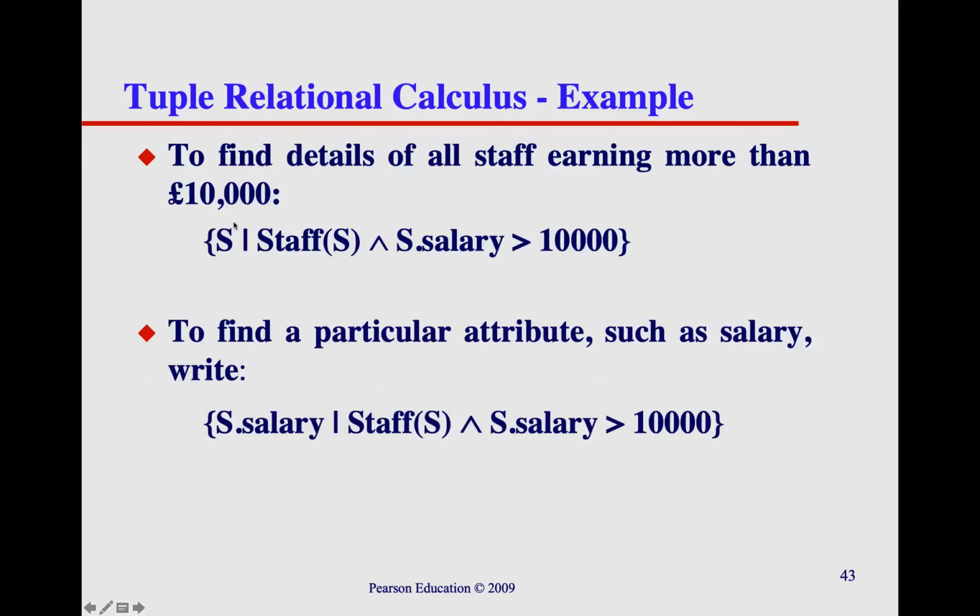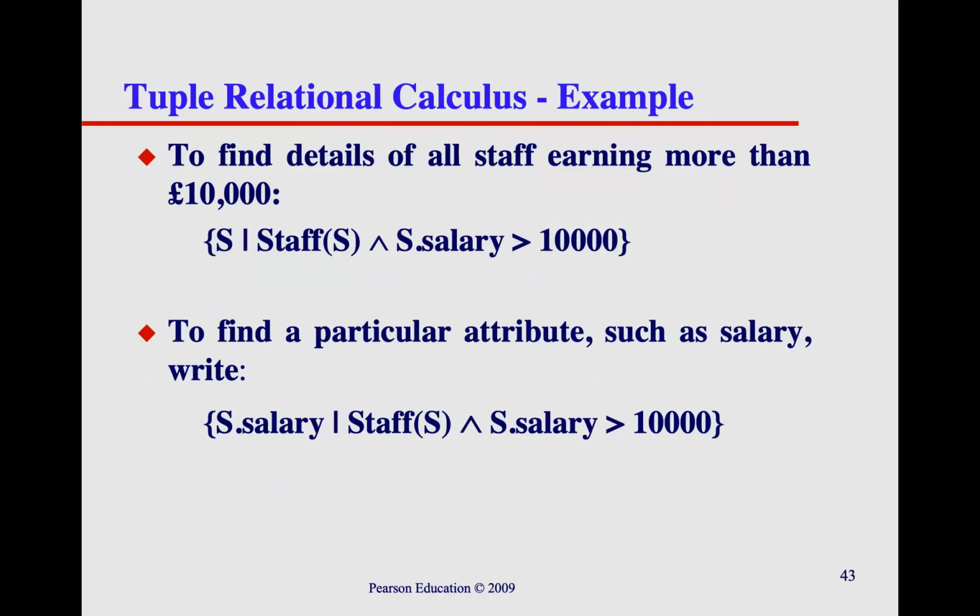Okay, so here's an example. We want to find all details of staff earning more than $10,000. So we say that staff is S and S dot salary is greater than 10,000. Again, and and or use the same carets pointing up and down that you have for the relational algebra. If we want to restrict the result to certain attributes, then we give a comma-separated list of attributes on the left-hand side.